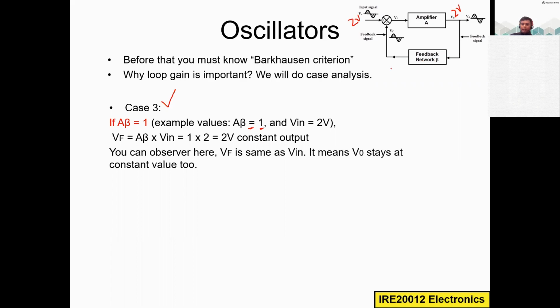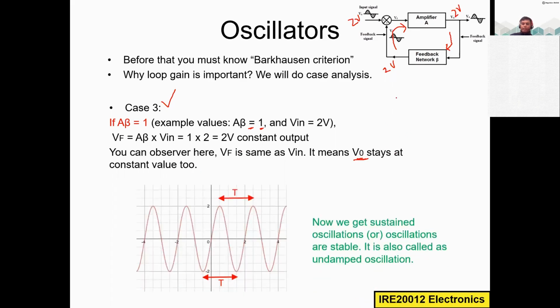And we are applying this one here. And this is going to just repetitively apply to this amplifier section, and then it will apply to this feedback section. This 2 volt will just rotate again and again in this loop. So in this case, what will we get? It means VO, this output, stays at a constant value of 2. So in this case, we will get constant amplitude in the oscillations.